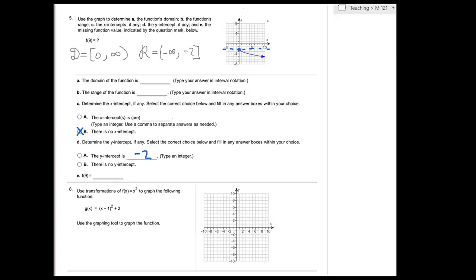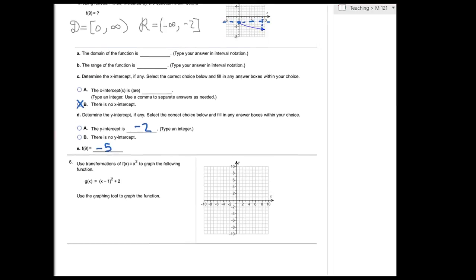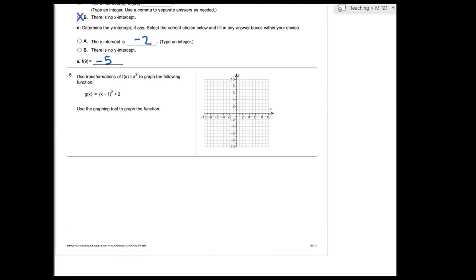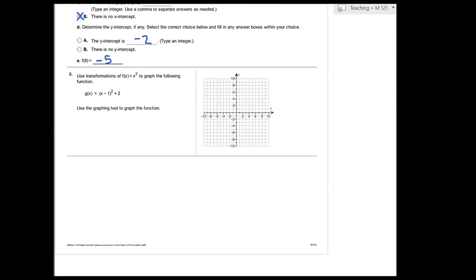And what's f of 9? Here is 9. 9 looks to be about negative 5. f of 9 is equal to negative 5. Great. Now let's use the transformations of f of x equals x squared. And remember, x squared looks a little something like this.